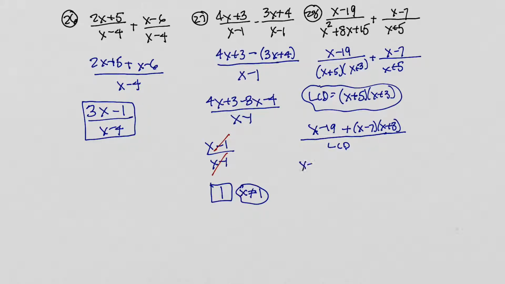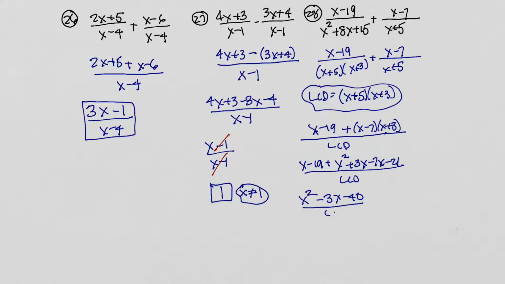Now let's simplify here. We're going to get x minus 19 plus, multiply, x squared plus 3x minus 7x minus 21 all over the LCD. This is a good time to start combining here. So what are we going to get? We're going to get an x squared. Now what about x's? We've got x plus 3x, 4x, and then minus 7x is minus 3x. Did I get that right? There's 4x, minus 7x, yeah, minus 3x, and then negative 19, minus 21, minus 40.